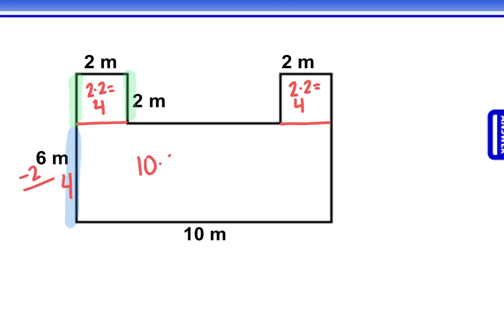So now we can find the area of this bigger rectangle. 10 times 4 is 40. So to get my total area, all we're going to do is add all of those pieces together. 40 plus 4 plus 4 gives me a total area of 48 square meters.